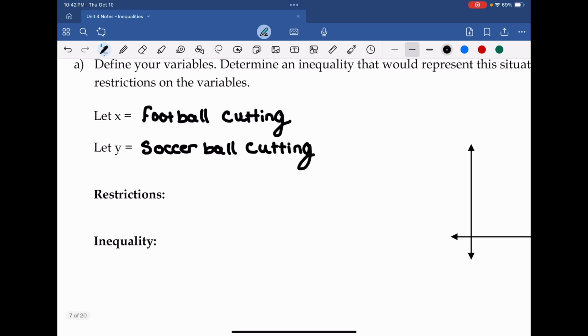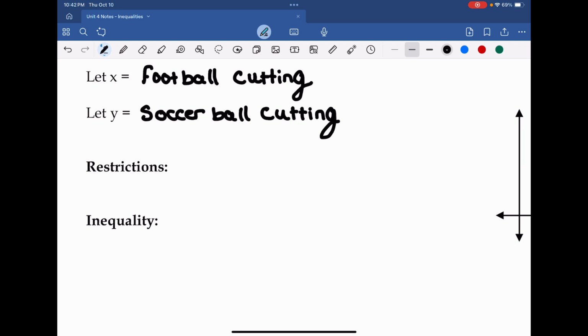There we go. Our restrictions for these, because we don't want to produce a negative amount of soccer balls or footballs, we're going to say, first of all, that x must be greater than or equal to 0. And as long as it's greater than or equal to 0, it can be any real number. The y values must also be greater than or equal to 0 because we're not going to produce a negative amount of soccer balls. And anything greater than or equal to 0 will be a real number. And again, why do they include 0? Because you can just not produce footballs or not produce soccer balls. That's also a valid option. You just don't want to produce a negative amount.